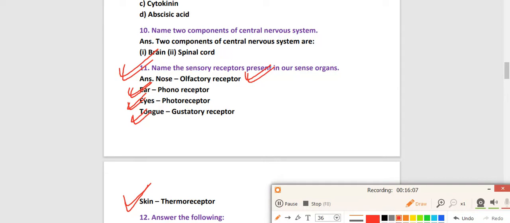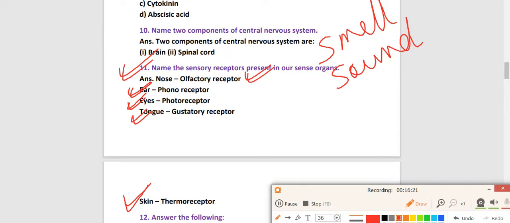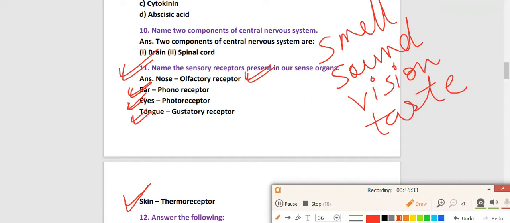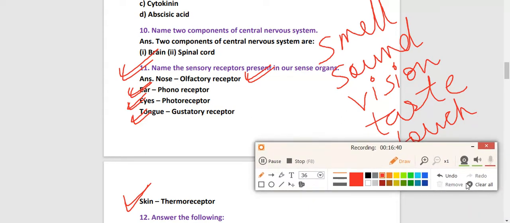So once again we will repeat that. In nose, olfactory receptors are present, which are used to detect smell. In ear, phonoreceptors are present, which are used to detect sound. In our eyes, photoreceptors are present, which are used for vision. Next, in our tongue, gustatory receptors are present, which are used to detect taste. And at last, in skin, thermoreceptors are present, which are used to detect touch, heat, cold, etc. Right? Now let's come to question number 12.